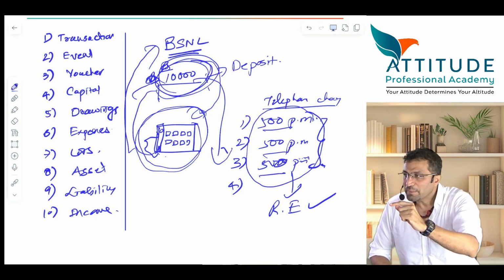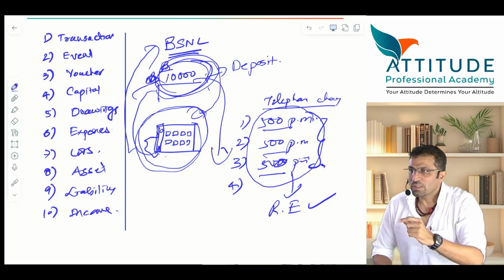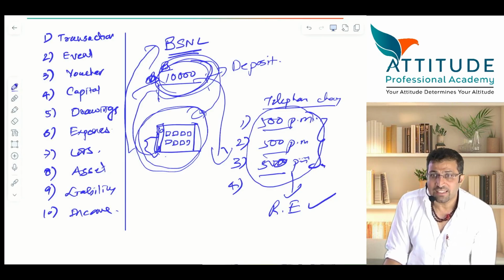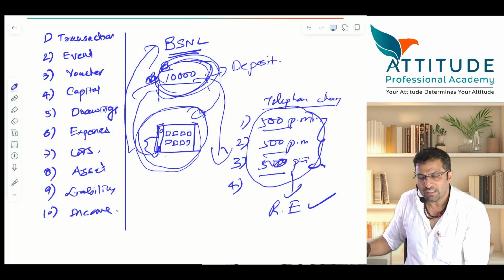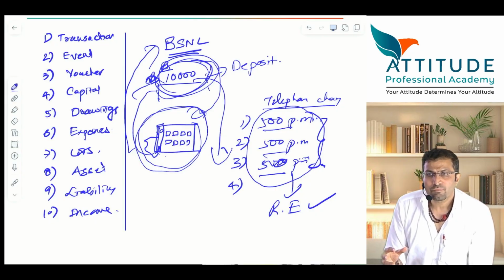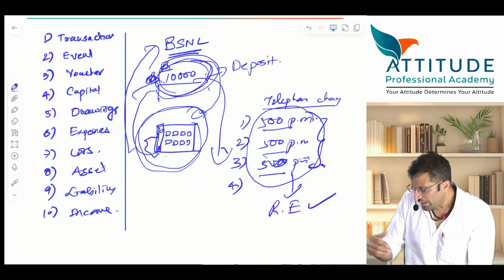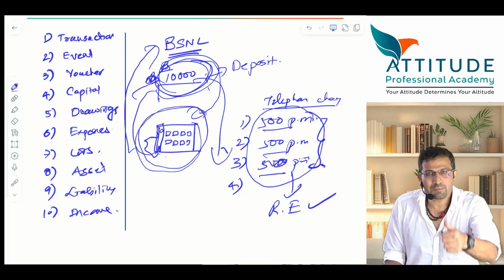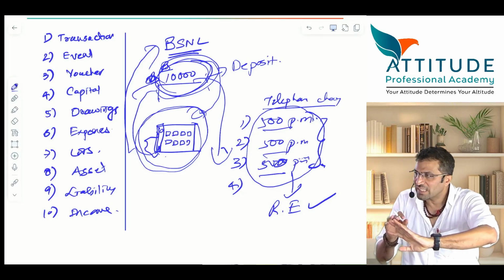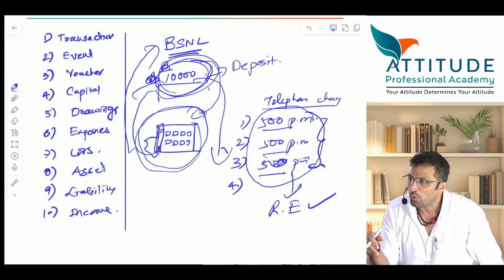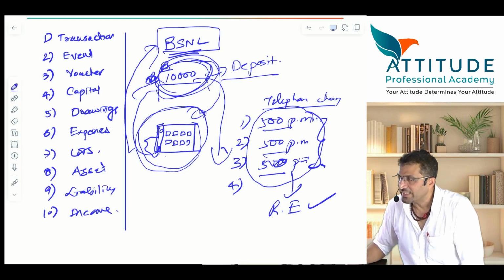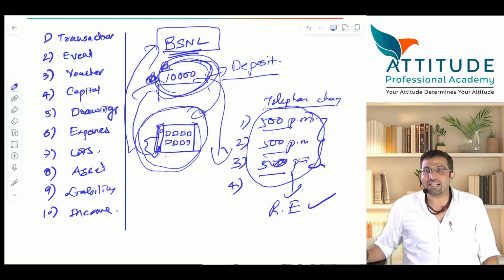Here, BSNL, hello, BSNL person speaking. You pay 10,000 as a deposit, sir. If you don't want the instrument, if you don't want the connection, you can return the instrument, you can cancel the connection, and we will refund you the deposit. These are known as refundable deposits. Understood? So refundable deposits are not expenditure because that money is coming back to you. That is why deposits given to BSNL for the connection is not an expenditure at all.